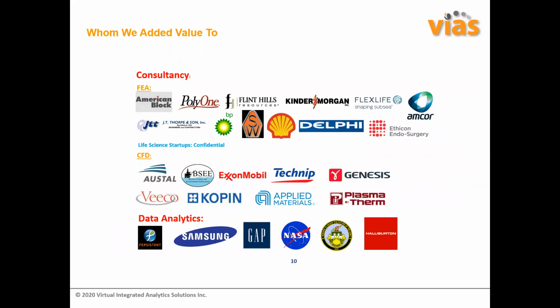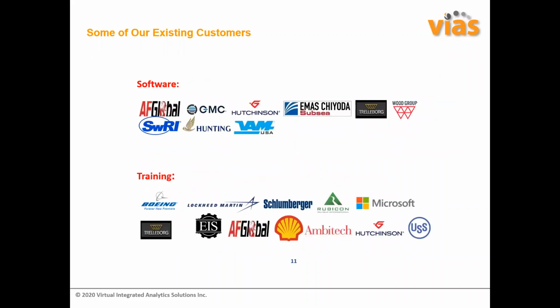So these are some of our customers here in consultancy for the FEA. You can see some notable names such as Shell, BP, Kinder Morgan for the pipelines, etc. Then for the CFD, we have BSEE, ExxonMobil, Technip, Genesis, Halliburton, NASA, etc. So these are some of our notable customers.